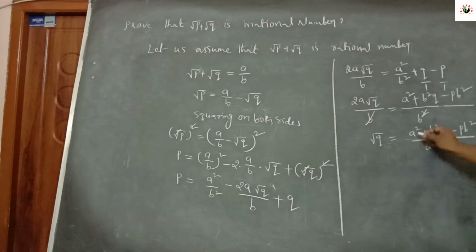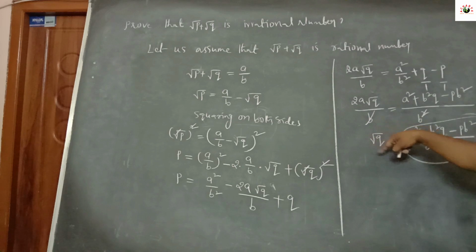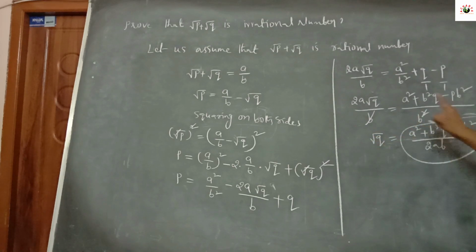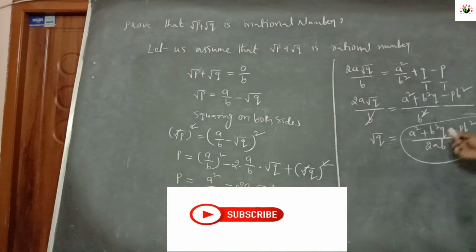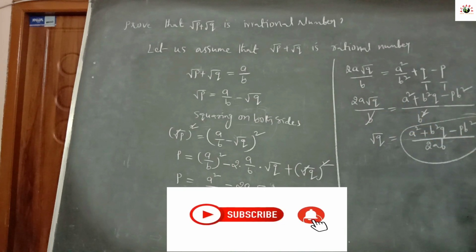Now we can observe here that a and b are co-primes, or a, b belong to integers. So this RHS value is a rational number, while the left side, root q, is an irrational number. So here also we have a contradiction, so our assumption is wrong. Finally we conclude that root p plus root q is an irrational number.